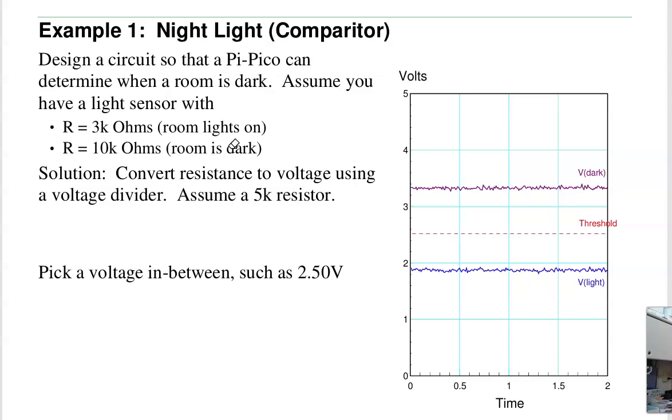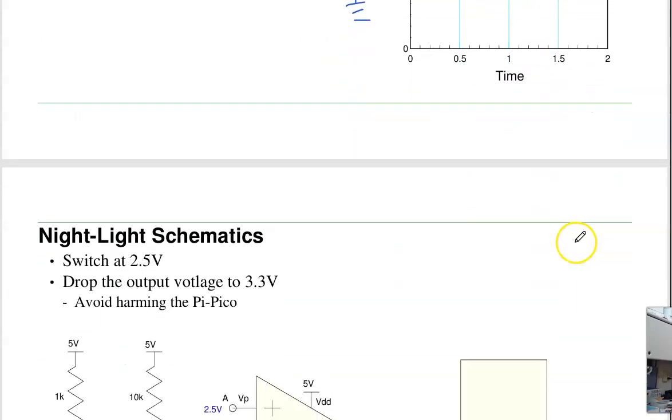To come up with a circuit that outputs 0 volts or 5 volts, I'll first convert this to a voltage. So I'll take my resistor and my light sensor and build a voltage divider out of it with a 5K resistor. What that does is convert resistance to voltage. So I want the light to turn off at this voltage and turn on at this voltage. I could pick a voltage in between as a threshold, like 2.5 volts, and turn on and off at 2.5 volts.